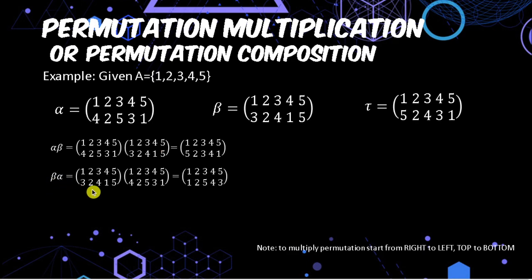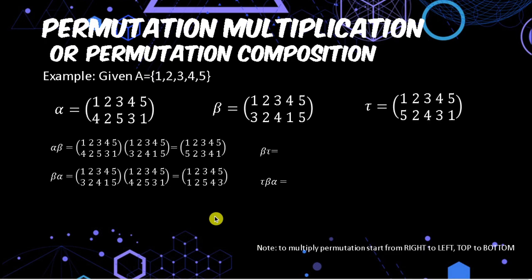Beta times alpha, ganun din, 1 to 4, 4 to 1. That's why we have 1 to 2, 2 to 2, still 2, 3 to 5, 5 to 5, so 3 to 5, 4 to 3, 3 to 4, kaya 4 to 4. 5 maps to 1, and then 1 to 3, kaya 5 to 3. Sulat natin dito, 5 maps to 3. Okay.